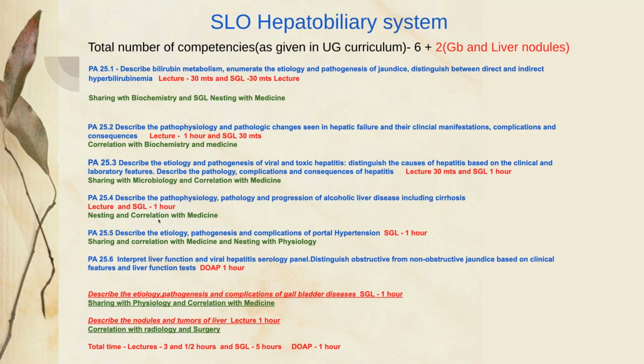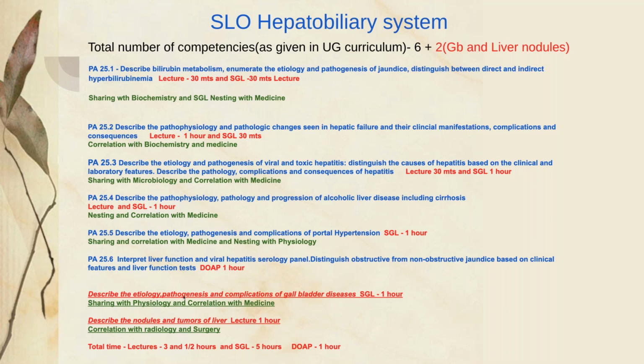And the nesting and correlation is with general medicine. The fifth one, which is describe the etiology, pathogenesis, and complications of portal hypertension, is self-group learning for an hour, sharing and correlation with medicine, and nesting with physiology. And the last one, which is your do, observe, assist, and perform, interpret the liver function test and viral hepatitis. So that is, as I put it, an hour.